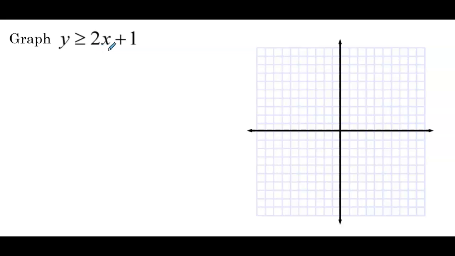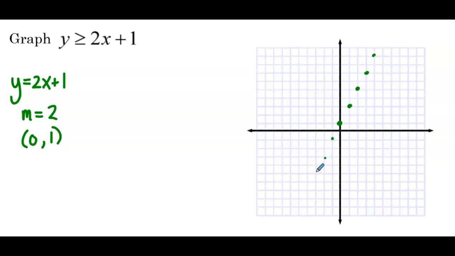Okay, so now let's look at another example. y is greater than or equal to 2x plus 1. So in this case, we want to graph the line y equals 2x plus 1 first, which is pretty straightforward. This is in slope-intercept form, so we know the slope is 2, and the y-intercept, or a point on the line, is 0, 1. So we have the point 0, 1, and we have a slope of 2. So there we have points on the line.